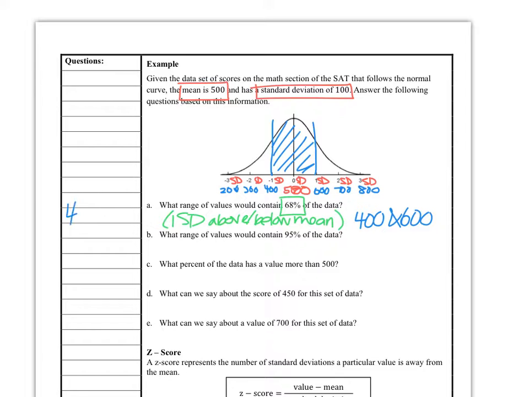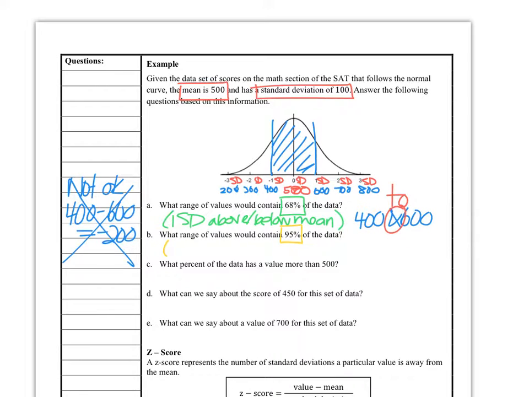Listen, I do not want you to write 400 to 600 with a dash. This looks like you are trying to tell me that it's equal to -200. Okay, this is not okay. So again, put an and symbol, write the word to, do something besides a minus sign. Okay? So then I've got, what range of values would contain 95% of the data?